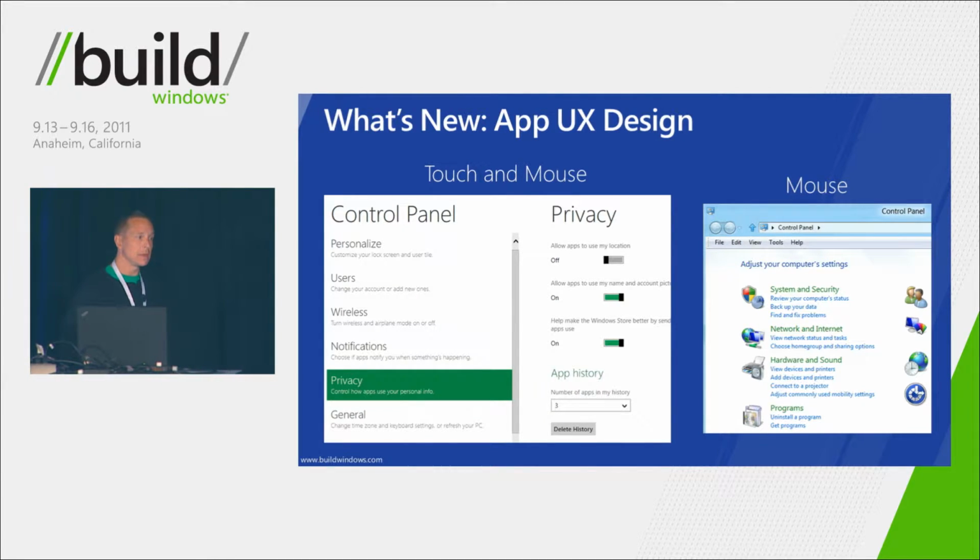It's that if you have an app like Control Panel here shown on the right, if you have an app that shows a lot of content that is something that's more of a productivity tool, you may want to keep that as a desktop app.